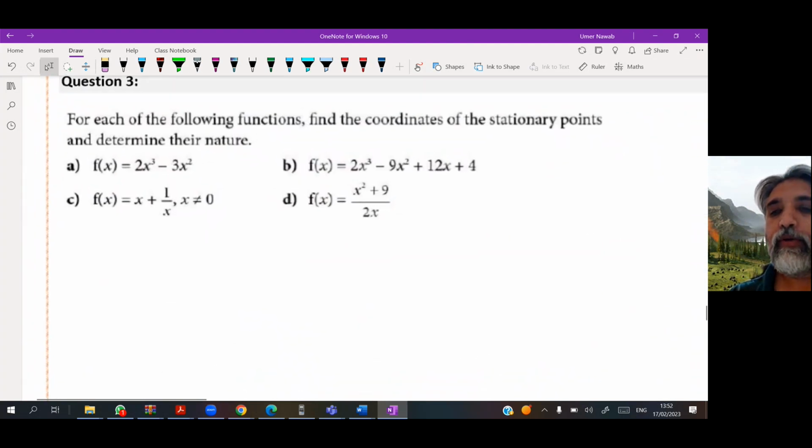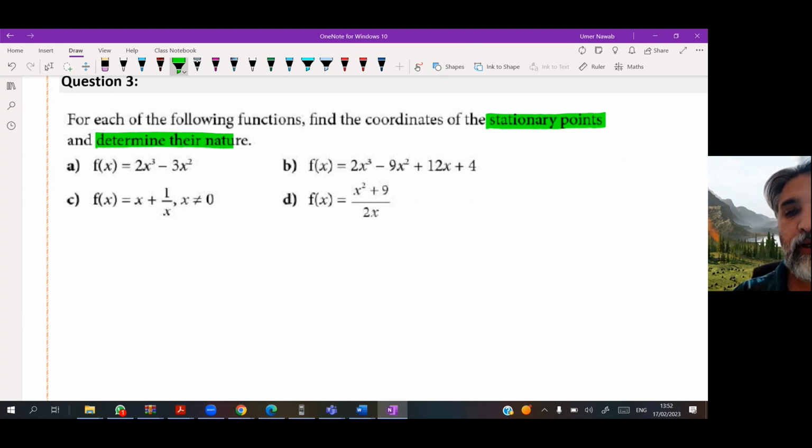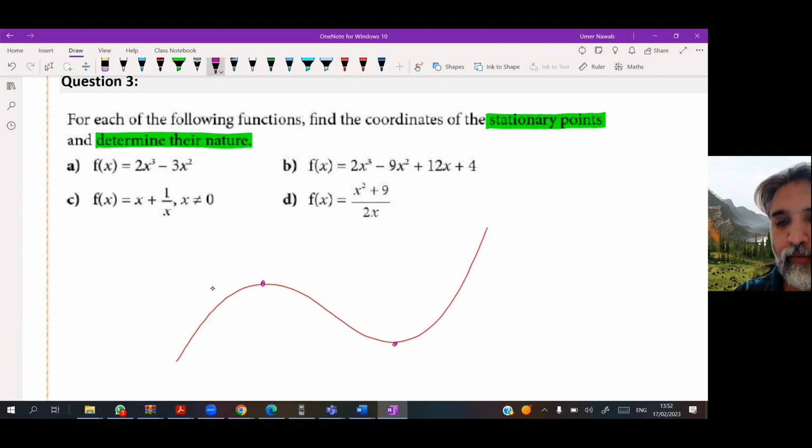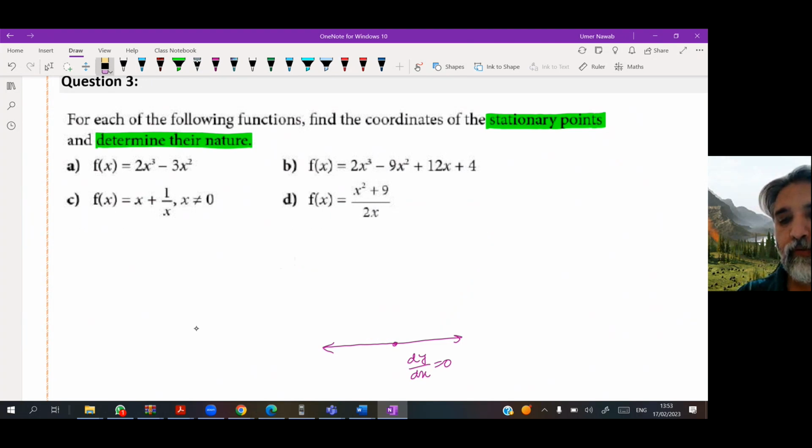Now we go to question number 3, where he talks about stationary points, and we need to talk about the nature of the stationary points. As I drew in the previous part, these turning points are our stationary points, because if we draw the tangents on stationary points, the tangents will be parallel to the x-axis and the dy by dx gradient is 0. So whenever he says stationary point or turning point, we need to find dy by dx, and then we will take the second derivative to check the nature of these points.